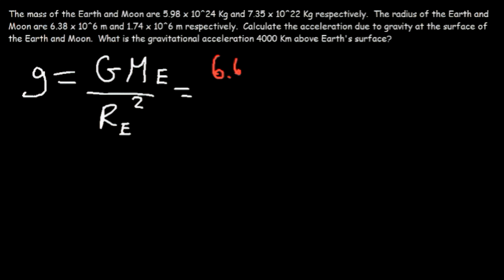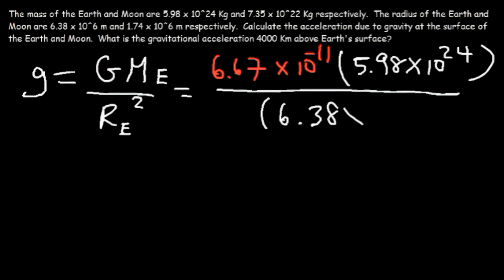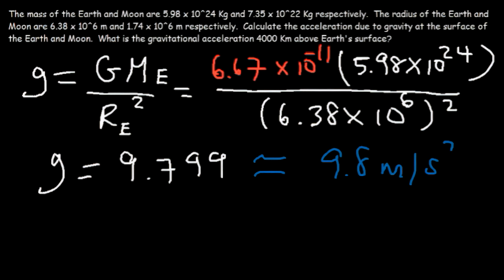So g is 6.67 times 10 to the minus 11. The mass of the Earth is 5.98 times 10 to the 24 kilograms. And the radius of the Earth is 6.38 times 10 to the 6 meters. And let's square it. So using this information, you should get 9.799, which is approximately 9.8 meters per second squared. So that's the gravitational acceleration of the Earth.